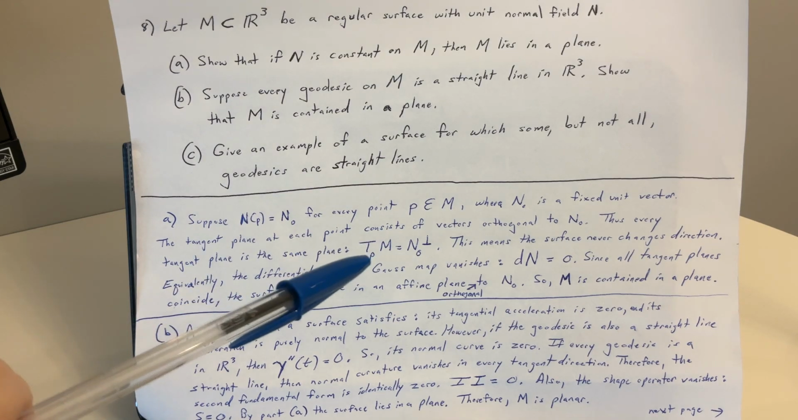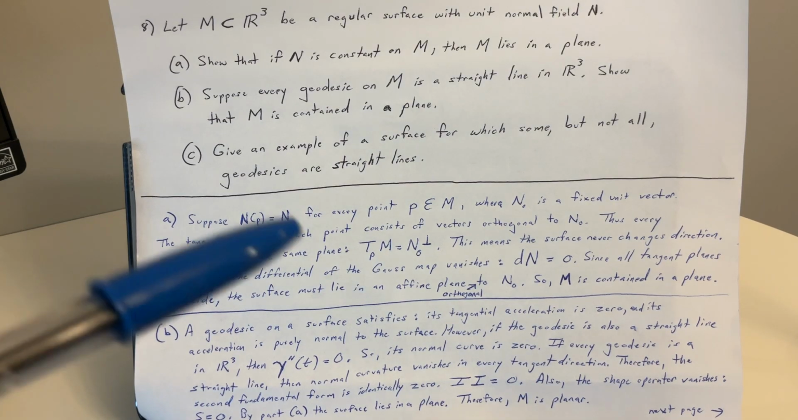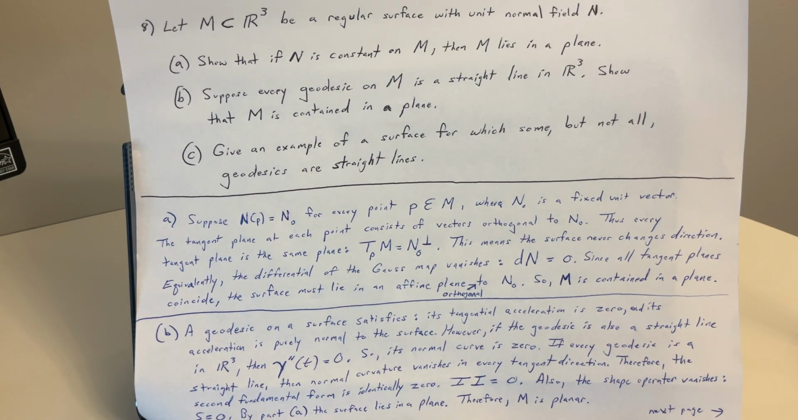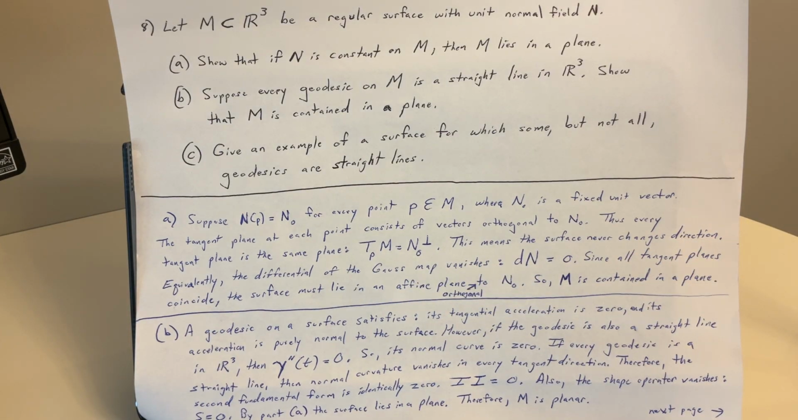So we have this notation here, and this means the surface never changes direction. Equivalently, the differential of the Gauss map vanishes, so dN equals 0. Since all tangent planes coincide, the surface must lie in an affine plane orthogonal to N naught. And that being the case, M is contained in a plane. So that is letter A.